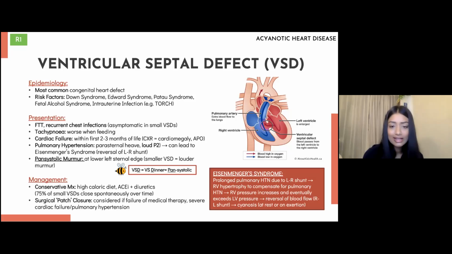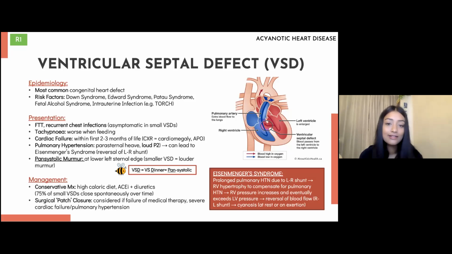So the one they had for VSD was VSD sounds like versus dinner. And that makes you think of MasterChef and people cooking food where they use pan. So it's a pansystolic murmur. It is really stupid, but it helped me remember it. So I just thought I'd include it. So VSD versus dinner, pan, so pansystolic murmur.